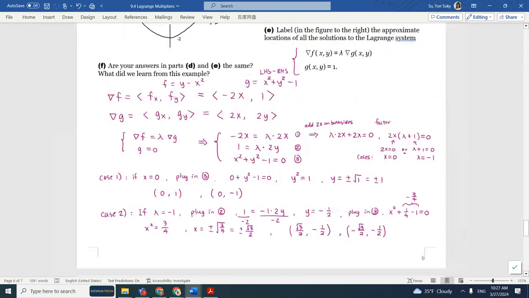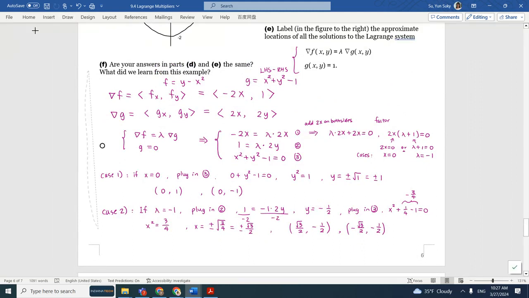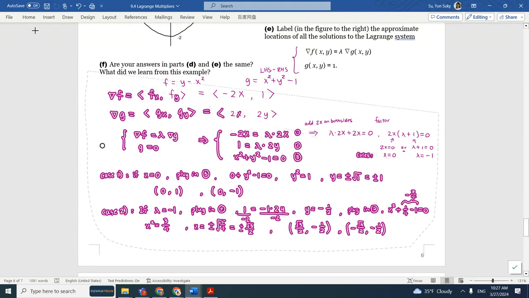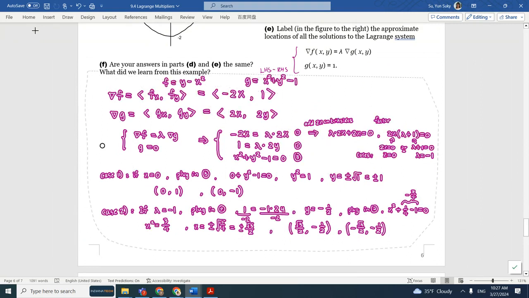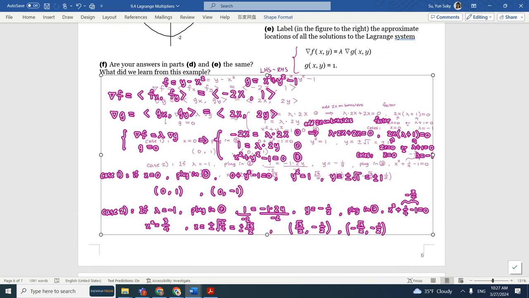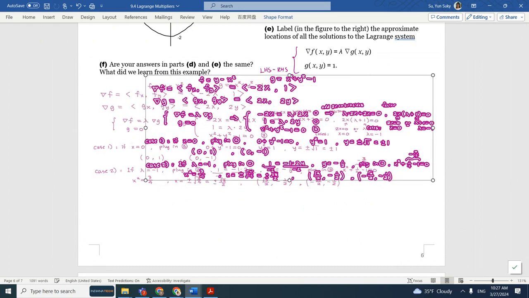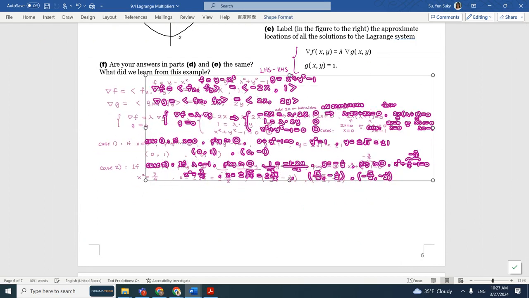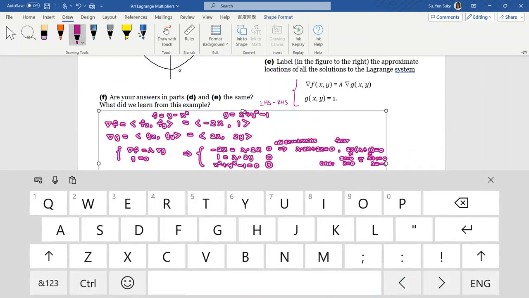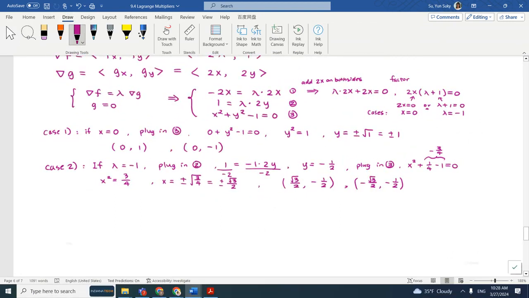I don't have enough space. Do you still have enough space? Okay, good. If you don't, you can use scratch paper and write on your scratch paper. I can shrink it so I can have more space here. All right, so we have 4 points. We plug in. Okay, let's plug in. All right, so make it bigger.